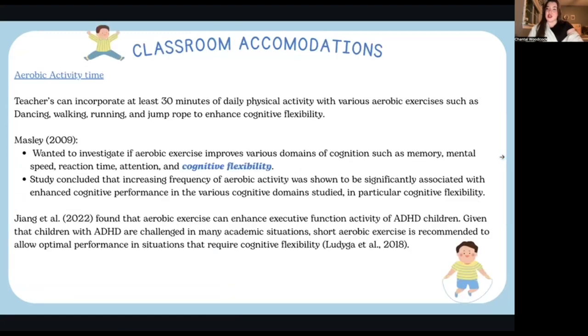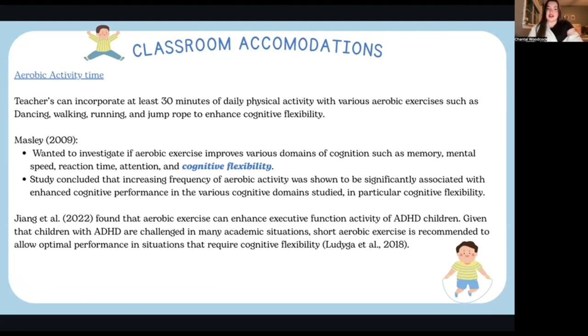Another accommodation could be incorporating at least 30 minutes of daily physical activity with various aerobic exercises to enhance cognitive flexibility. And a study in 2009 wanted to investigate if aerobic exercise improves various domains of cognition, such as cognitive flexibility. And the study concluded that increasing frequency of aerobic activity was shown to be significantly associated with enhanced cognitive performance in various cognitive domains, in particular cognitive flexibility.